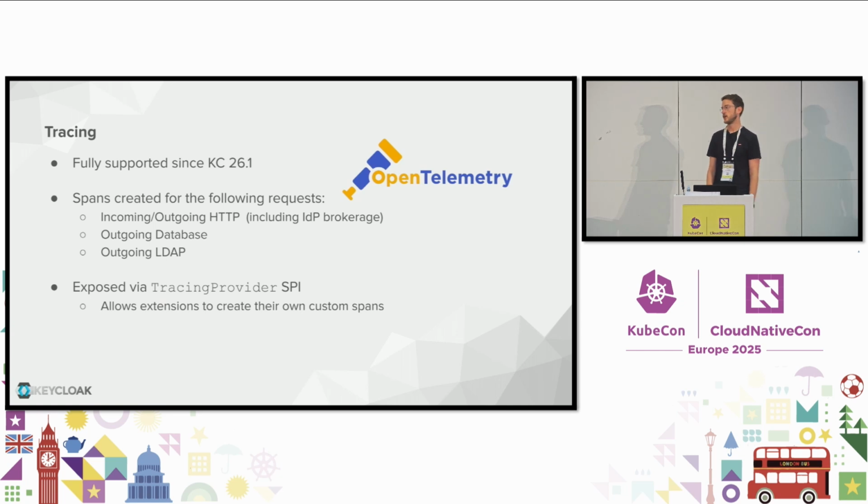So then next in our story is tracing. Tracing was introduced in Keycloak 26.0 as a preview. It's fully supported since 26.1, and we provide spans for all incoming and outgoing HTTP requests, including identity provider brokerage, as well as spans for outgoing database and LDAP calls. What's nice about this is that we expose it via the tracing provider SPI. We use this internally within all of Keycloak's providers, but if you have a Keycloak extension, you can leverage this, so you can create your own custom spans.